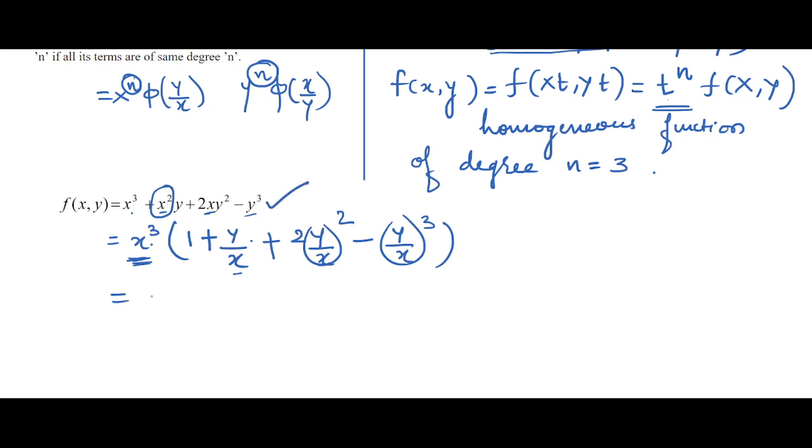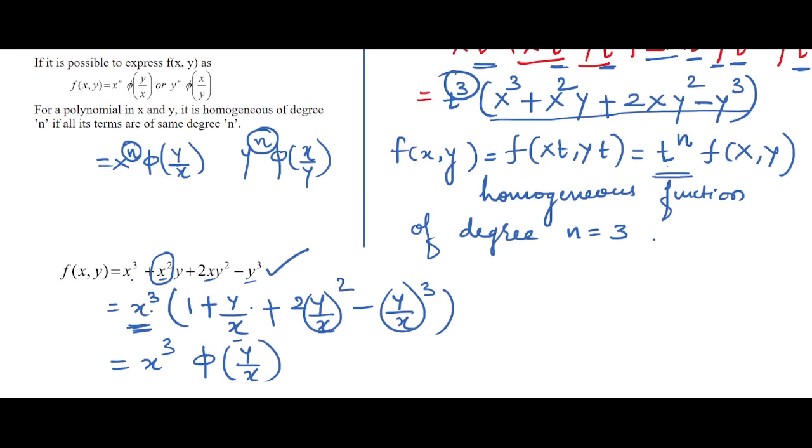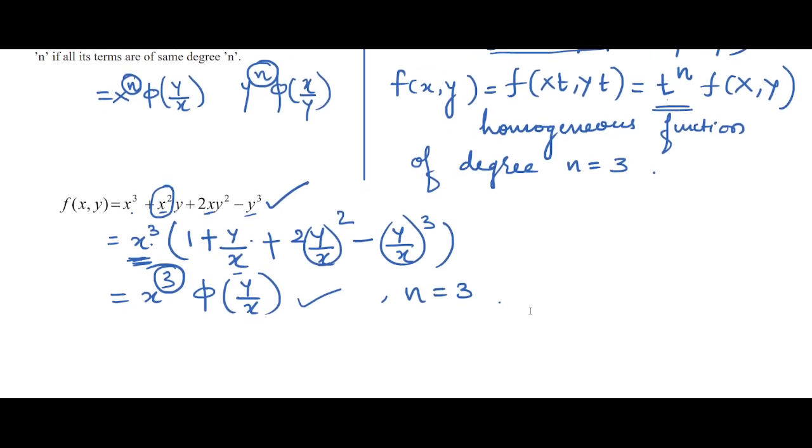Each and every term is in the form of, let us say, phi of y by x. As per this definition, after taking x to the power n common, if we are able to write the function as phi of y by x, that function is called a homogeneous function of degree n. So here n is equal to 3 again.